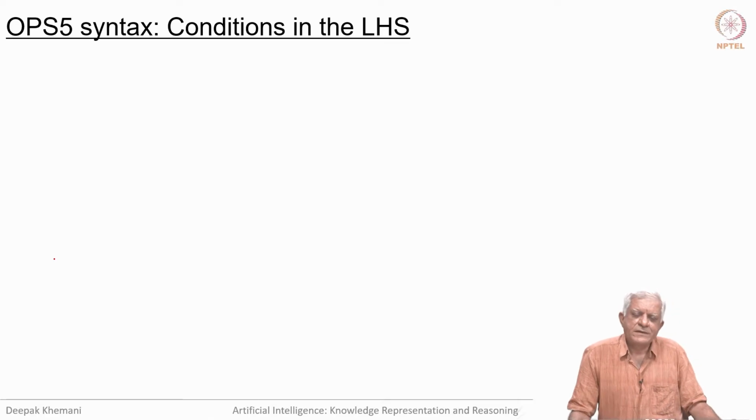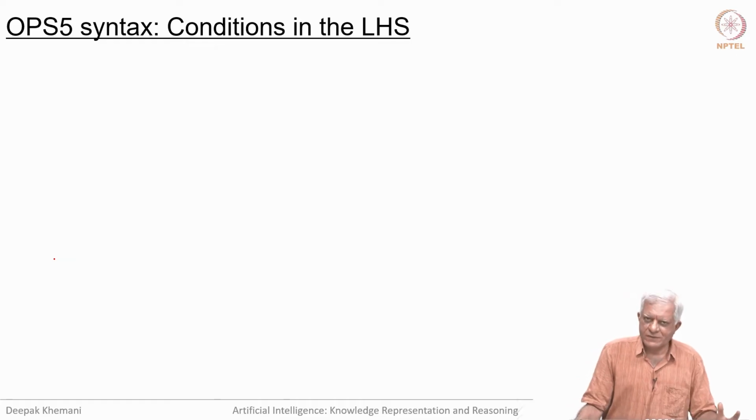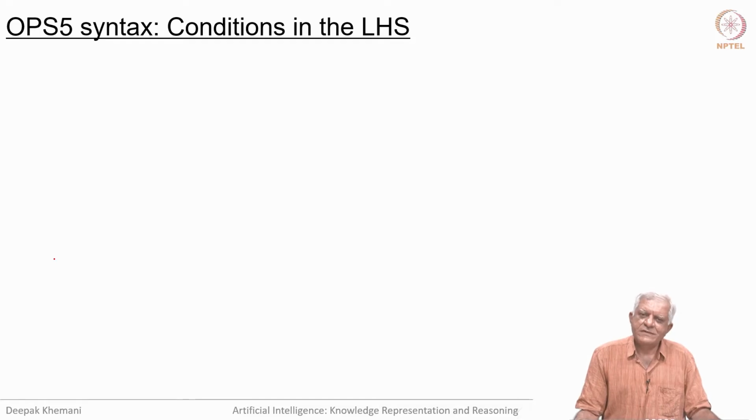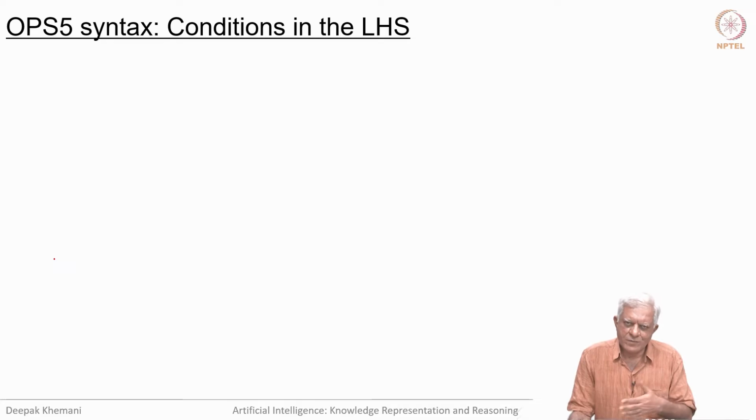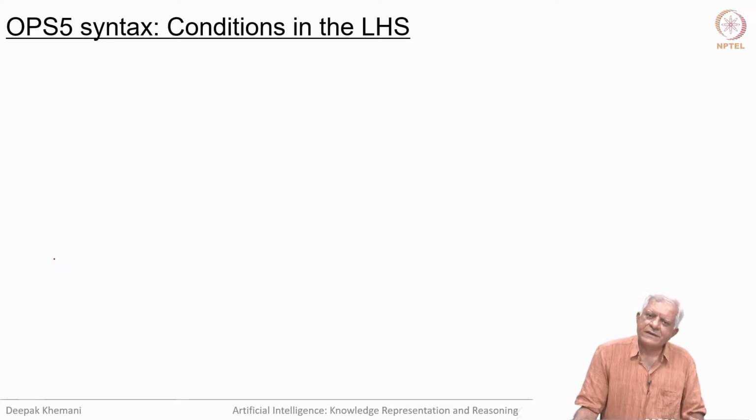So, welcome back. We have been looking at this language OPS5, which is a rule based production system language. We saw that the knowledge base in OPS5 is called the working memory, and it contains a set of working memory elements. And the working memory elements are basically class names with attribute value pairs stored inside them, and rules have a name and they have a left hand side and a right hand side.